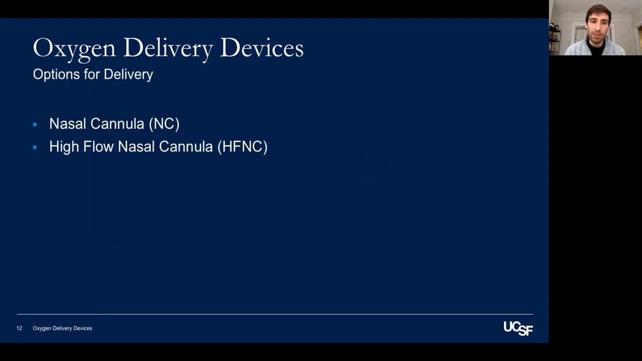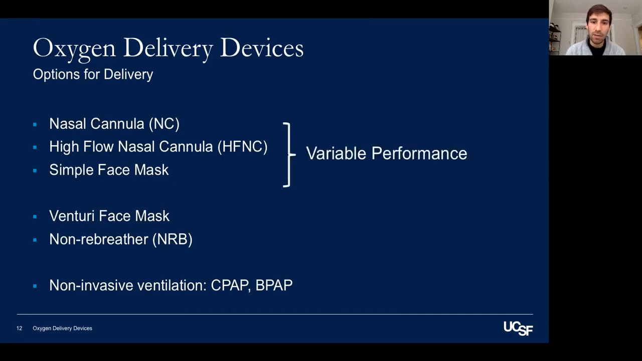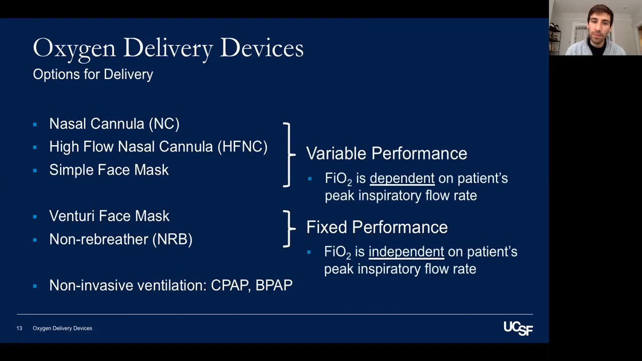So what are my options? There are many options to choose from, and again, respiratory therapists will be your best friends here. And we'll break these down into variable performance and fixed performance devices, and then finally talk about CPAP and bilevel lastly. Variable performance means that FiO2 delivered is dependent on the patient's peak inspiratory flow rate. And fixed performance means that I can deliver an FiO2 regardless of my patient's flow.